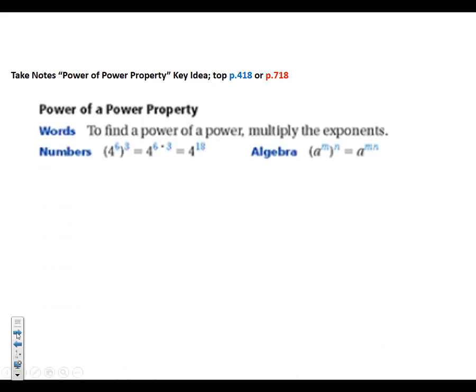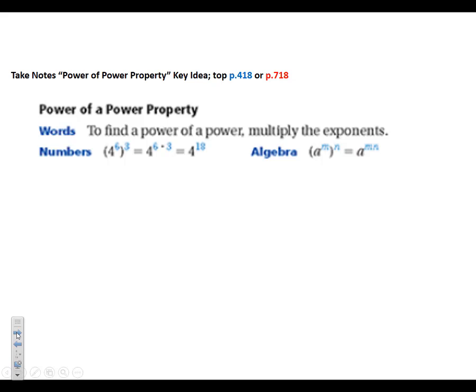And of course, I've expected you to write this down prior to viewing these notes, because that way it will be in your head so that we can reinforce it when we talk about it here together. So from the key idea at the top of page 418 for you general students and 718 for the accelerated students, ladies and gentlemen, the power of a power property states what? It states that to find the power of a power, multiply the exponents. So we're going to multiply the exponents.